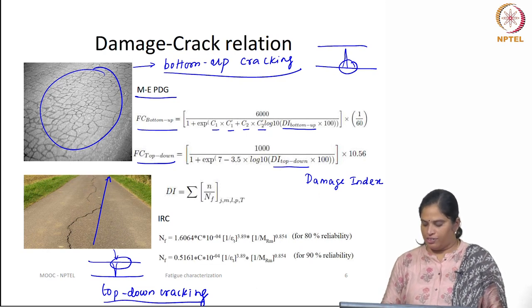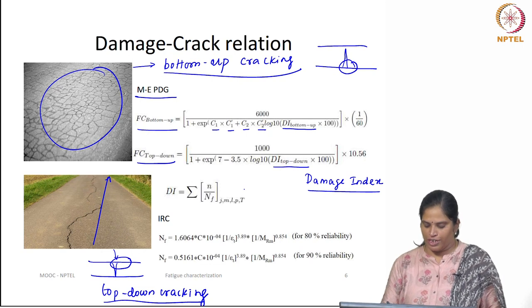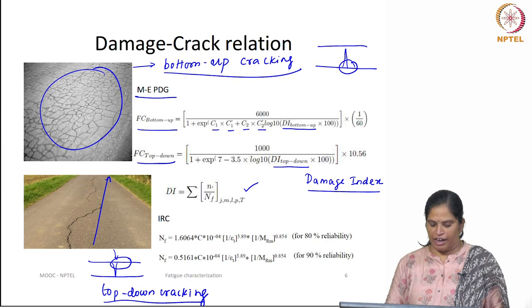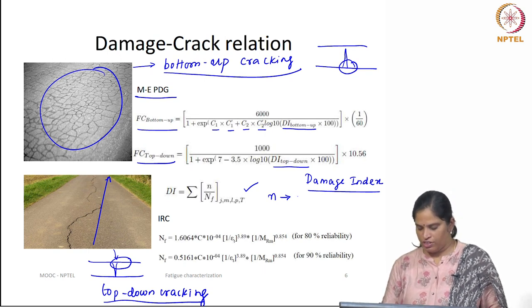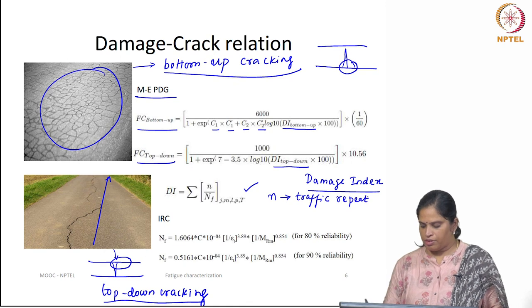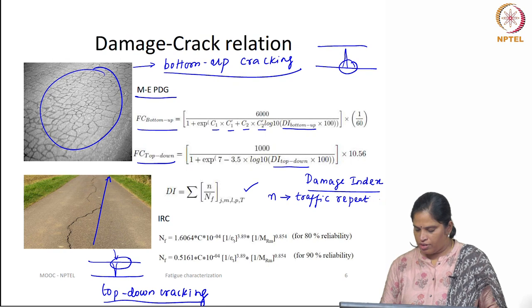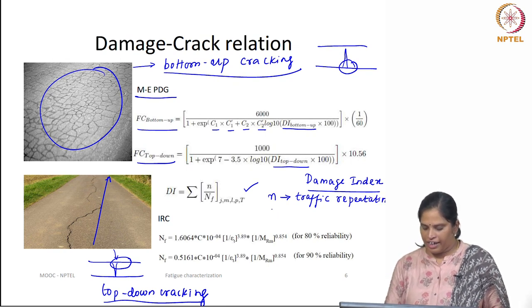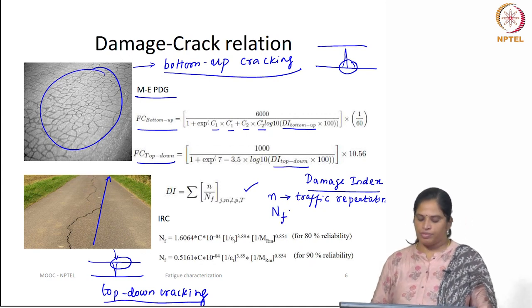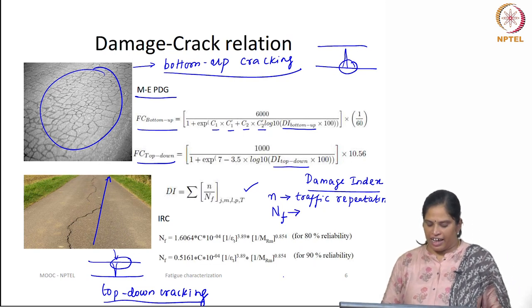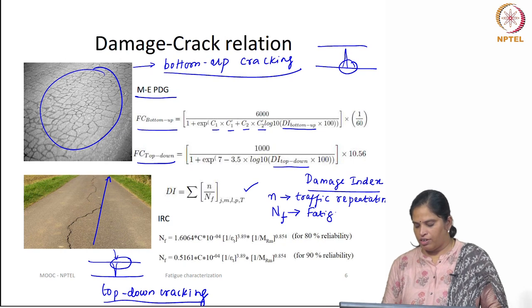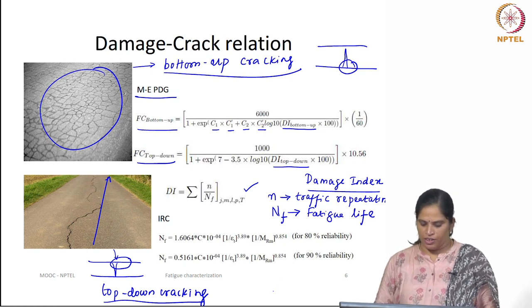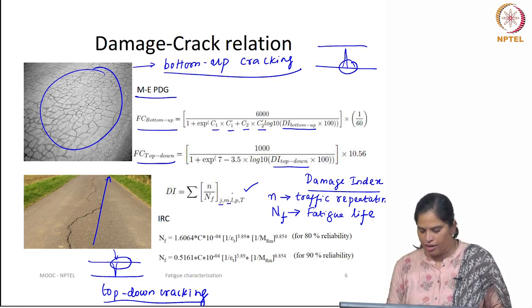So, this damage index can be calculated using this expression. Damage index is nothing but N by NF, where N is the existing traffic repetitions, and NF is the fatigue life of a pavement for conditions J, M, L, P and T.